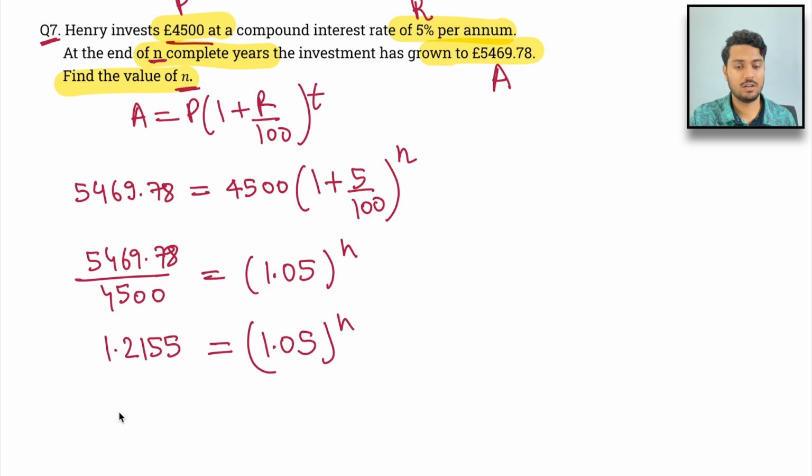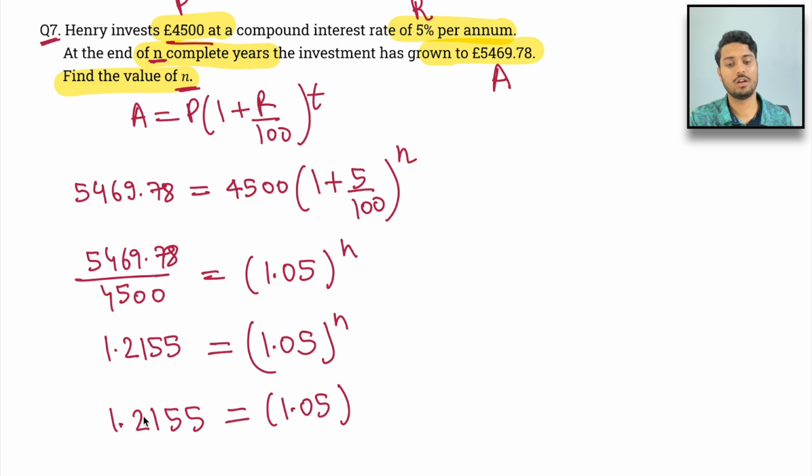Now we have to understand what should be the power of this value. 1.05 raised to what will give you 1.2155? So basically you have to think like this: 1.05 raised to what will give you 1.2155. So that you can do it in your calculator.